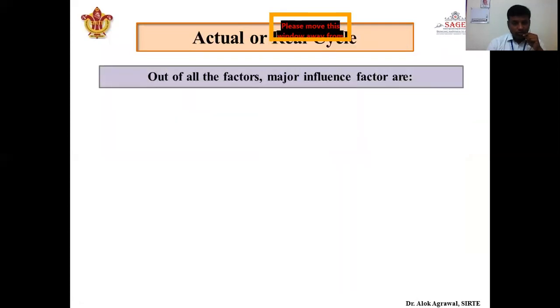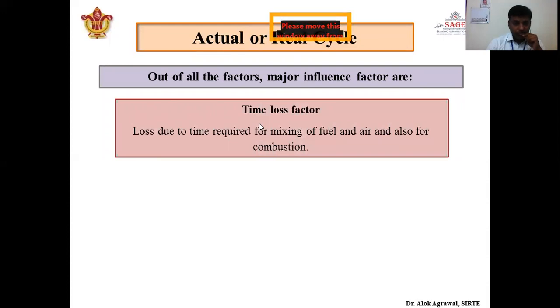Out of all those factors, what are the factors which are of major influence? Which has the most influence? So the first is the time loss factor. In the time loss factor, what is happening? Loss due to time required for mixing of fuel and air, and also for combustion. It is because, as we have discussed, combustion is not an instantaneous process; it is a progressive process. It will take some time. Because of that time, some loss occurs, and this loss comes under the time loss factor.